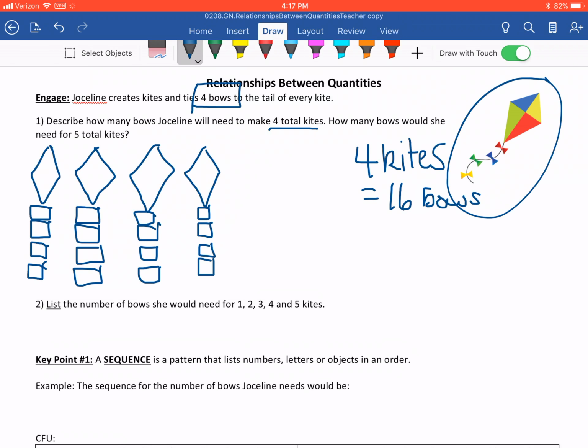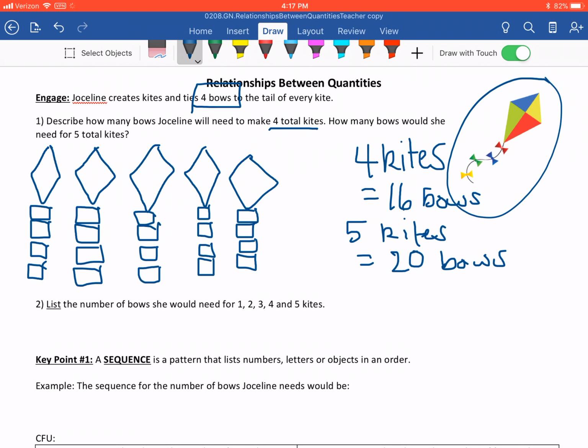Forgive me, sorry, I'm having to cough so much. So, next one. 5 total kites. Well, I just need 1 more. These are beautiful works of art. 5 kites, 4 more bows. So 5 kites equals 20 bows. And if I wanted, I could go back and make them real fancy. Whatever you want to do with your time, make them look nice.